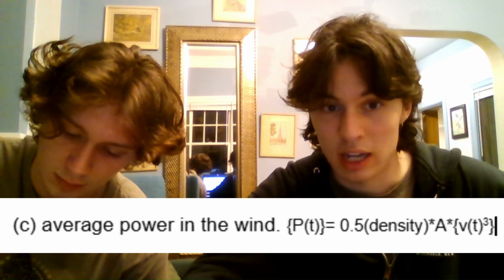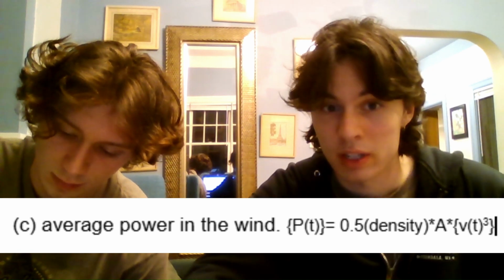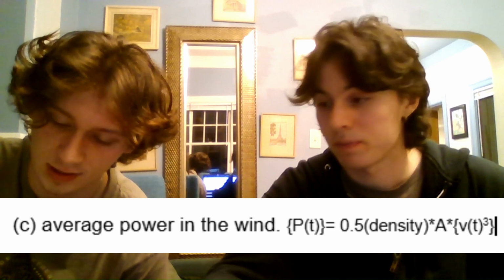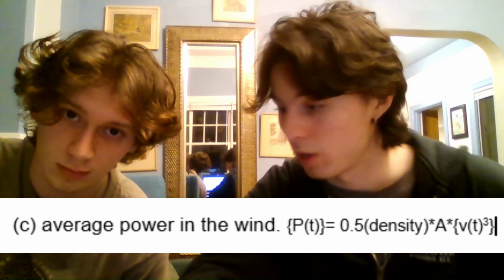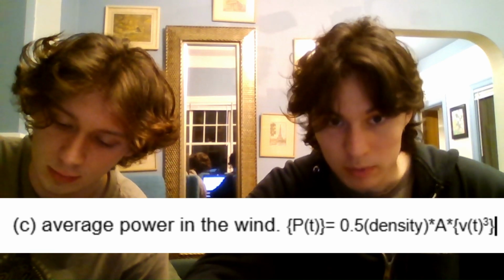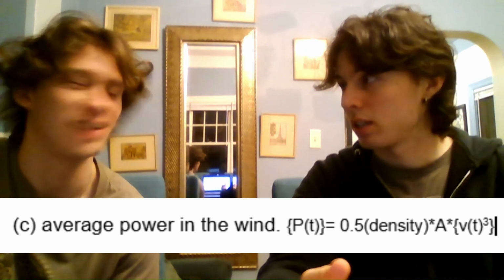Okay, so starting with part C here, we're going to find the average power in the wind. The equation for that is average power equals 0.5 times the density of air times the area that we have times the velocity cubed. What's the density of air? The density of air is going to be 1.293.